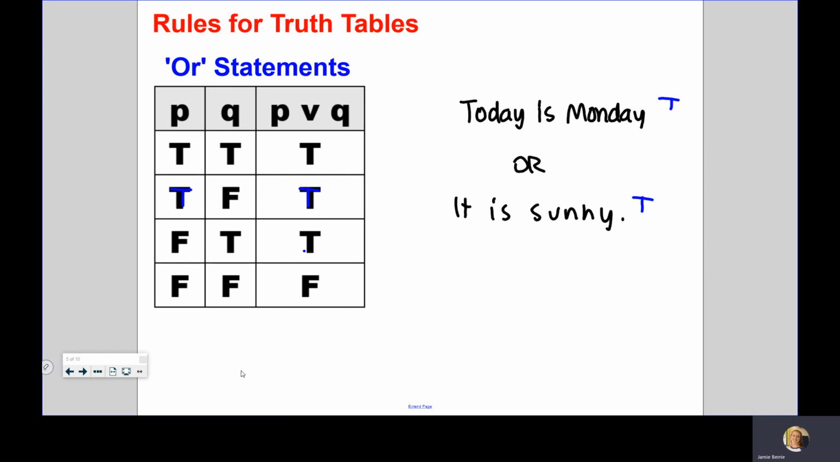The hardest rule is the last one, which is for implication. Oh, and I forgot to mention, or statements have a fancy name too. They're called disjunctions. So the way I would describe this rule is it's almost always true. It's going to be a special scenario when it's false. It's only going to be false if they're both false.